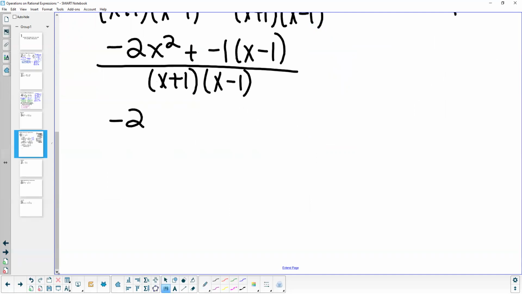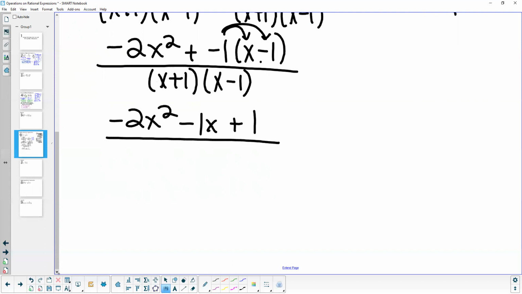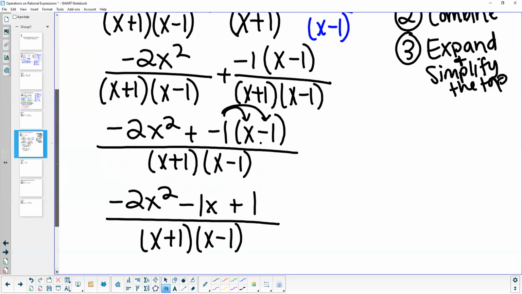So my -2x squared is going to stay the same. And then I've got this plus a -1 times x and a -1 times -1. So what we're going to do here is we're actually going to distribute that. And we're going to end up giving ourselves a -1x plus 1. And that whole thing, notice how that negative got distributed, is going to still be over x plus 1, x minus 1.